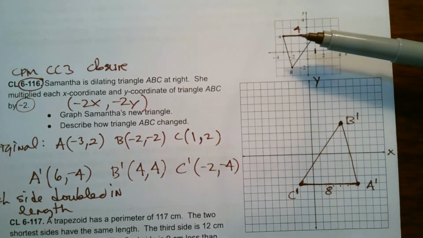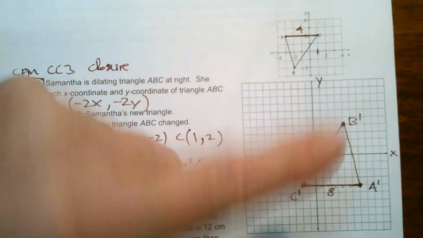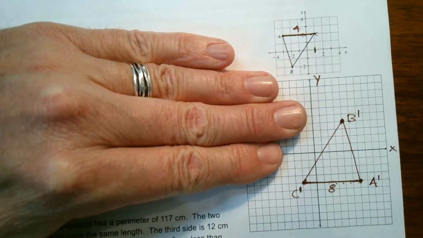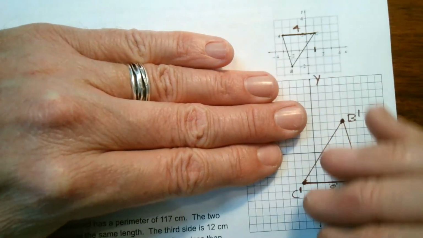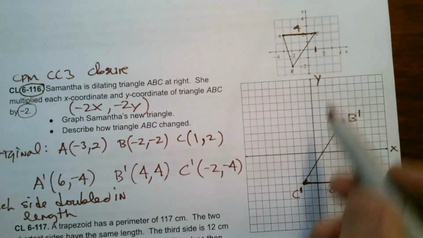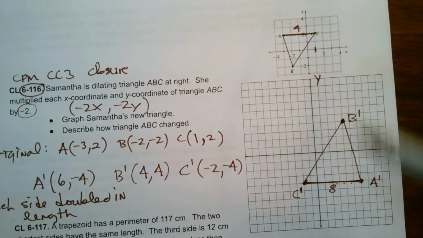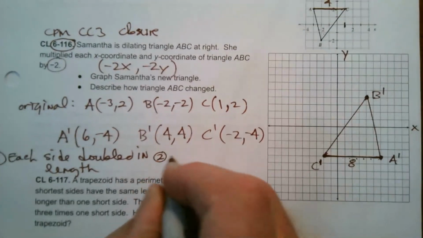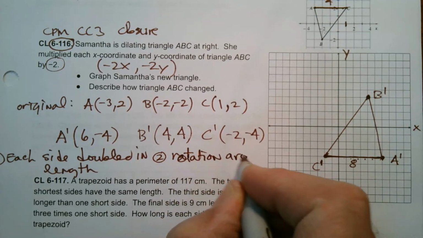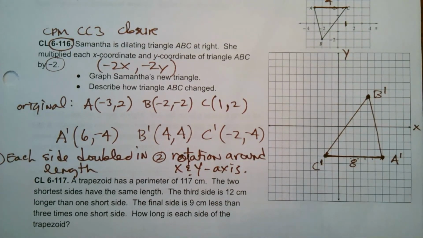If you look at it, this figure has been flipped over or rotated around the x-axis. So it rotated around the x-axis, but then as well, it also rotated around the y-axis. Because C is on this side of the y-axis, but now C is on the other side of the y-axis. So it rotated around the x and the y. So the second thing that occurred was a rotation around the x and y axes. All righty, there you go, folks.